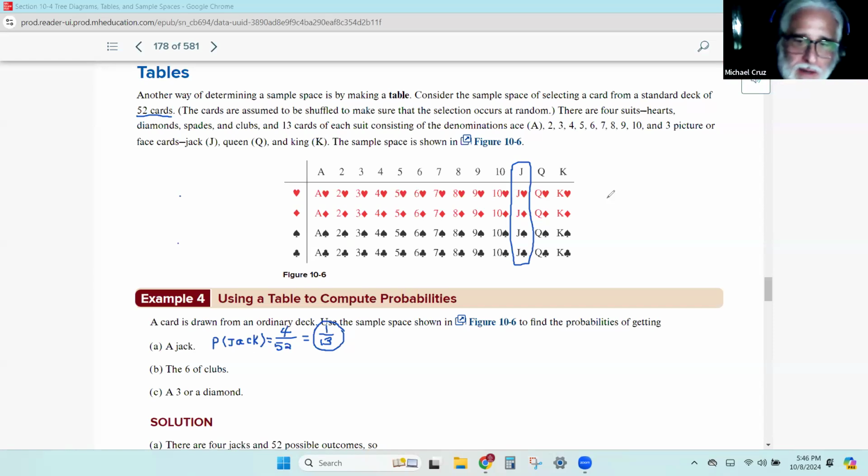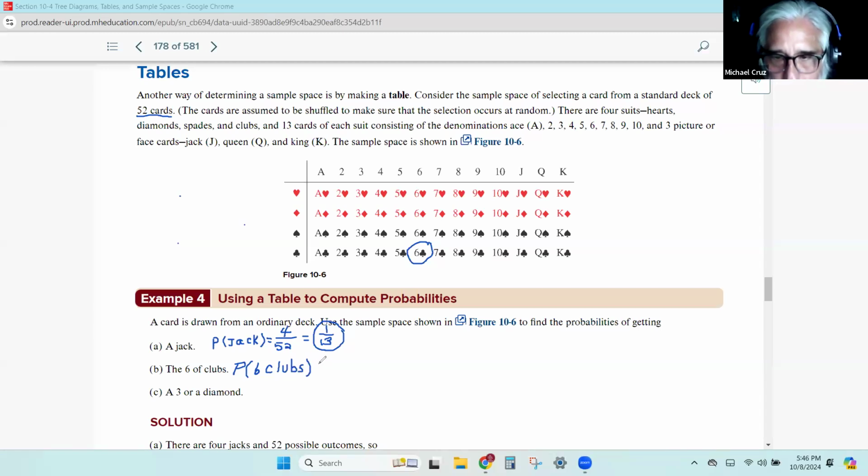All right, so let's see. The next one is a 6 of clubs. All right, this time there's only 1 6 of clubs. So there's only one of those out of the 52.